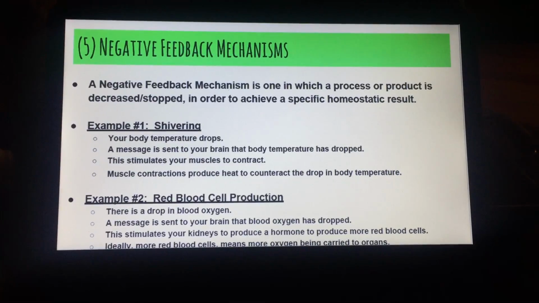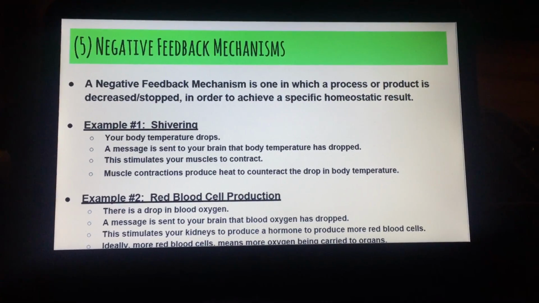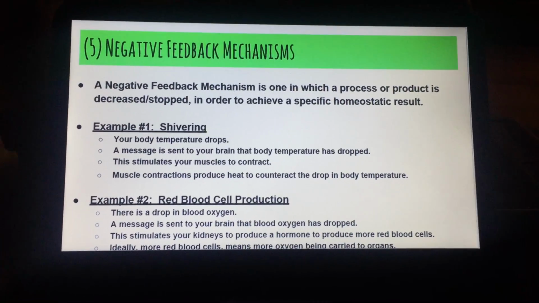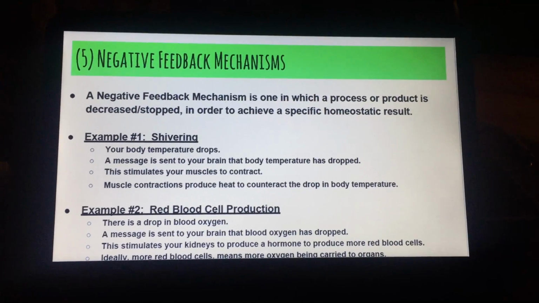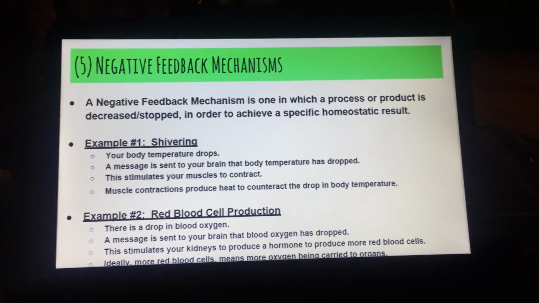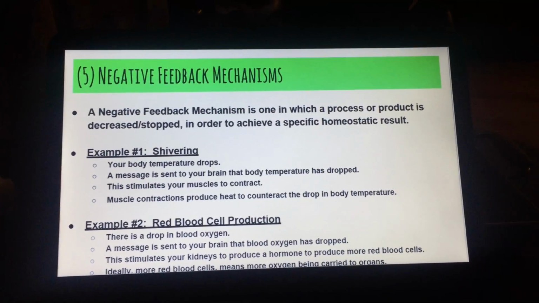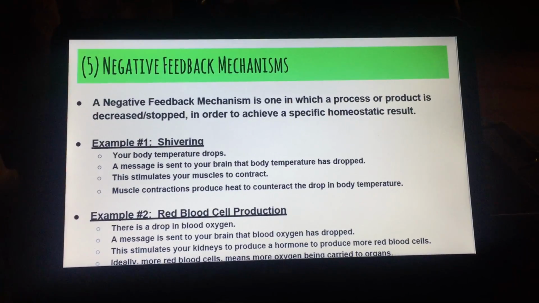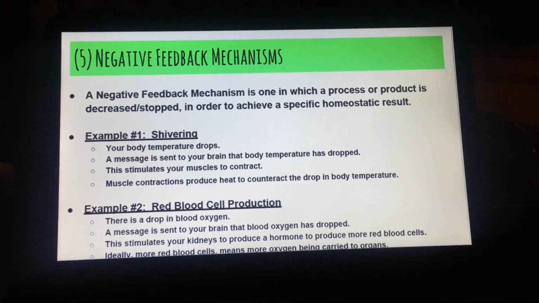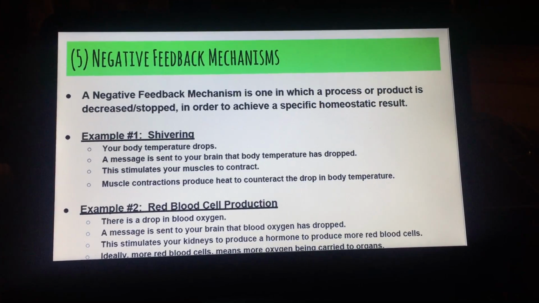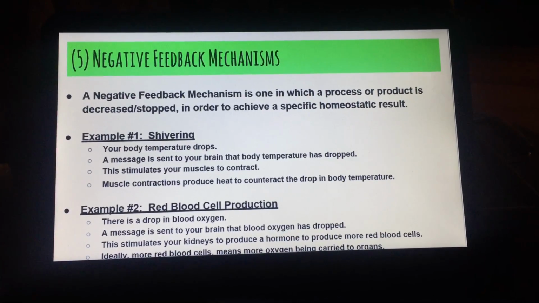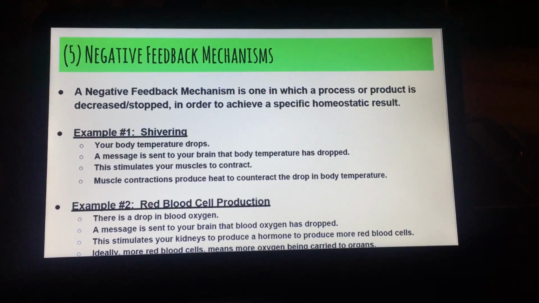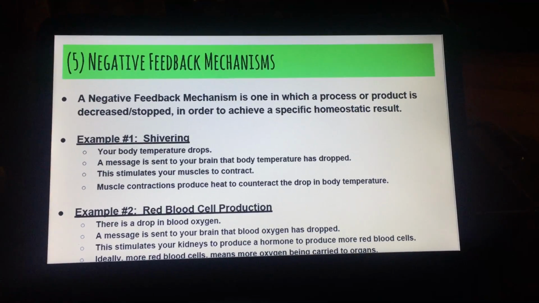My first example is shivering. We have all shivered when we're cold or we get the chills out of nowhere. Your initial stimulus is your body temperature dropping. You've walked into a room that's super cold, a draft blew through a window, you got the chills. The message is sent to your brain then that your body temperature has dropped, and that stimulates your muscles to contract. So in this instance, when your body temperature drops, we don't want it to drop further, and we don't want it to stay low.